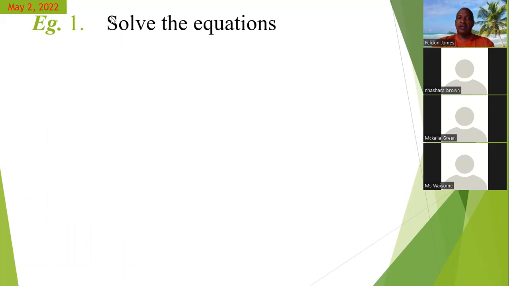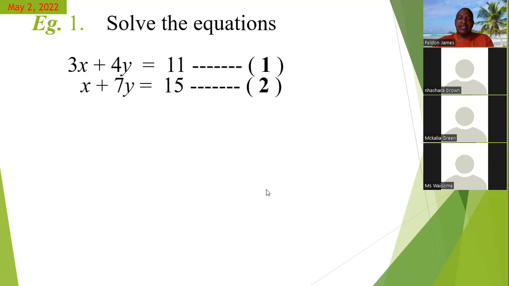Now we're going to go through several examples, as many examples as we can before I give you an opportunity to try them, because you have to get the steps clear in your mind first. So this is the first example here. It says that we are to solve the following equations, and so we are solving them simultaneously.